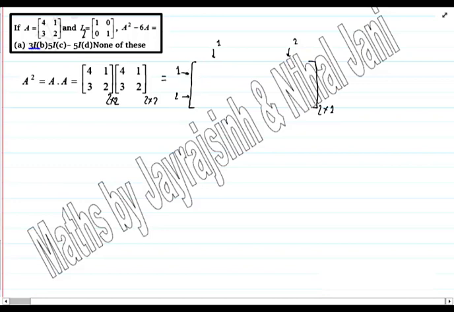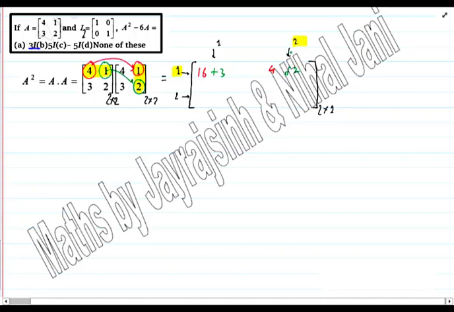It has 2 rows and 2 columns. The first element is in first row, first column. So let's select first row and first column and multiply the corresponding terms. 4 4s are 16 and 1 3s are 3. Then next one is in first row, second column. So let's again select the first row and the second column to multiply the corresponding terms. So 4 1s are 4 and 1 2s are 2.